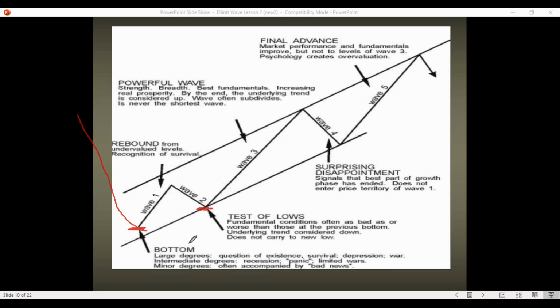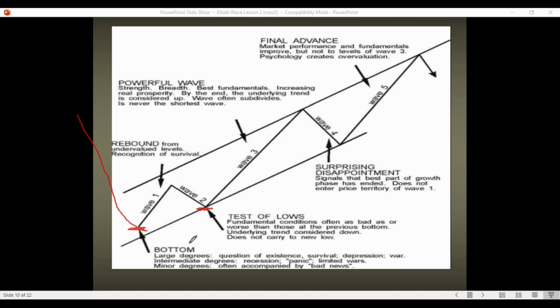That worse news does not carry it to a new low. So when you're paying attention to this on a chart or a company or the market in general, the question is: do you see really bad news come out, but it doesn't go to a lower low? It doesn't go to a new low. That's usually a good sign that a bottom is in place.